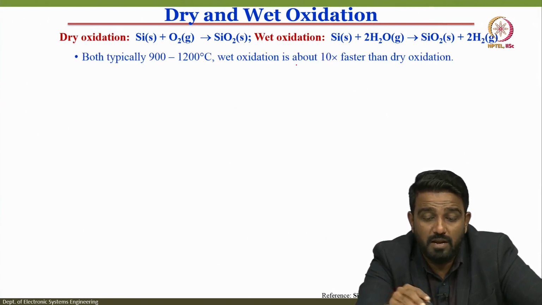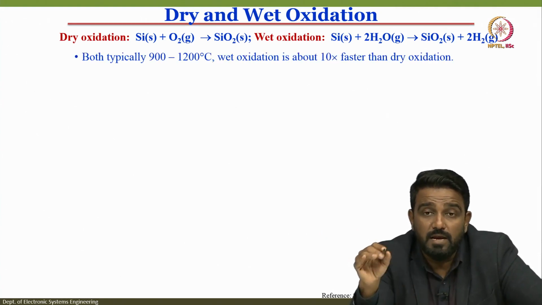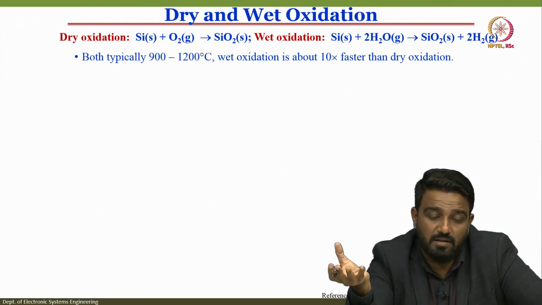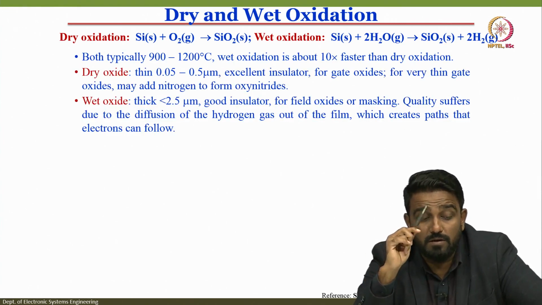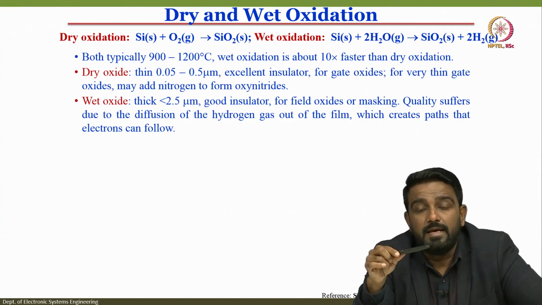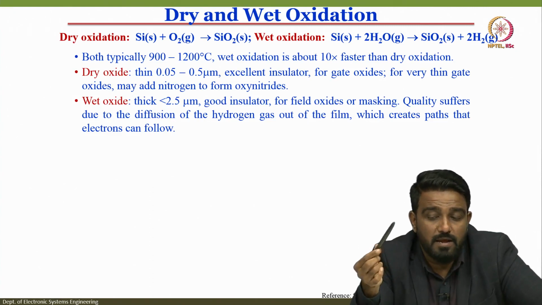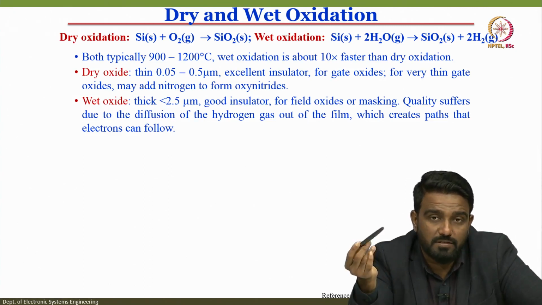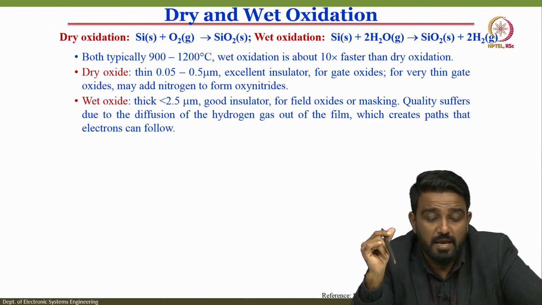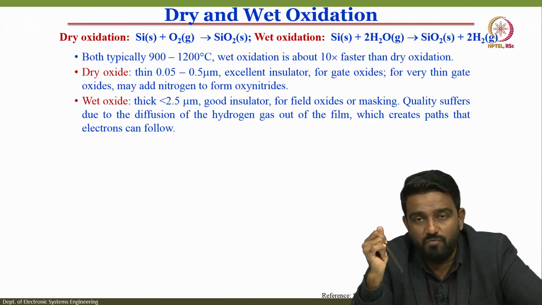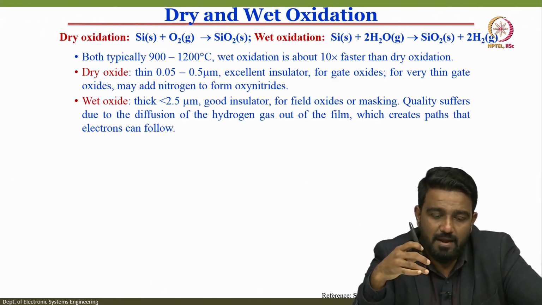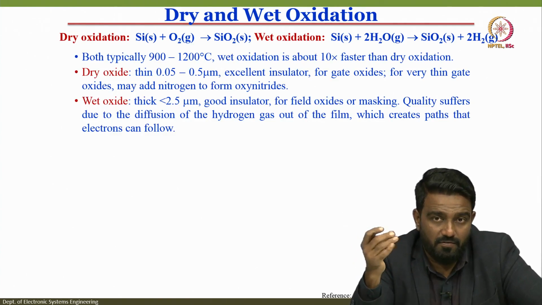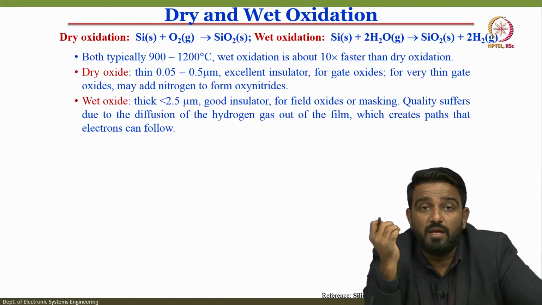As for the advantages and disadvantages, both typically work in the same temperature range, 900 to 1200 degrees centigrade, but wet oxidation is faster than dry oxidation. Wet oxidation quality is poor compared to dry oxidation. Dry oxidation generally is used for thin or very thin gate oxides, and if you want, you can add nitrogen to form oxynitrides, while the wet oxide is generally thicker and faster to grow, but it suffers due to diffusion of the hydrogen gas.